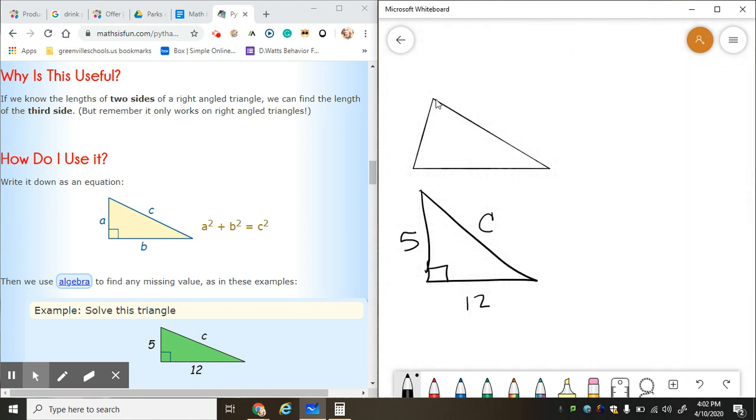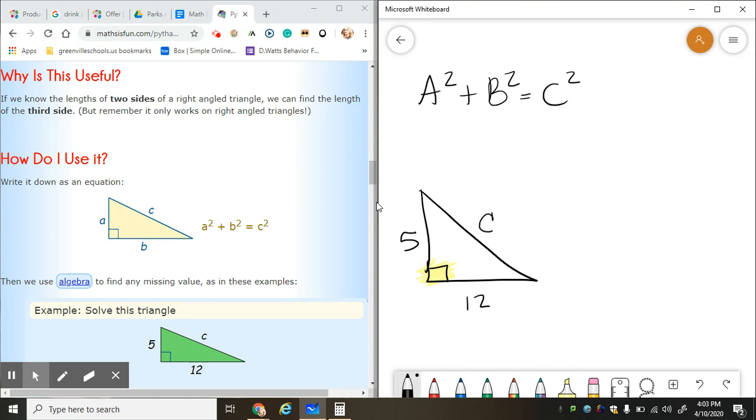So what you're going to want to do is just simply plug it in, because as long as you see this little guy right there, the easiest thing you can do is immediately say it is a right triangle. I can plug it into a squared plus b squared equals c squared. And you can always find your hypotenuse.